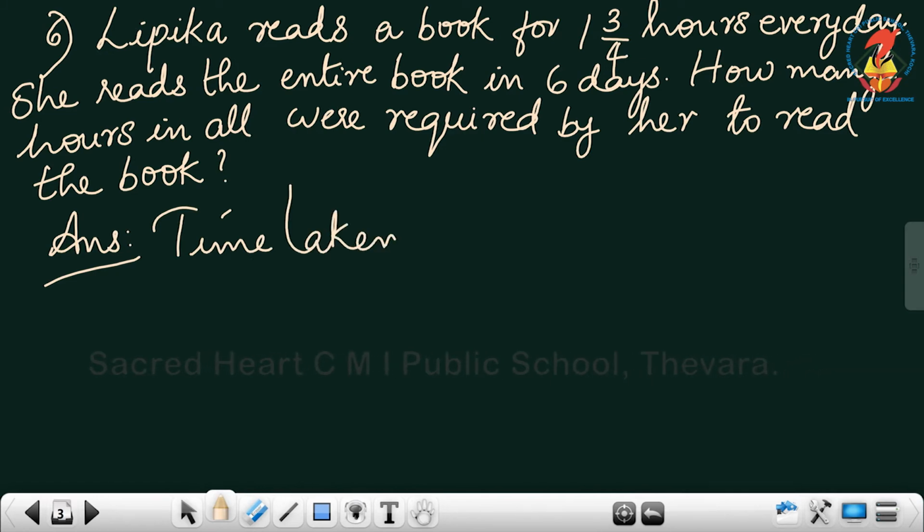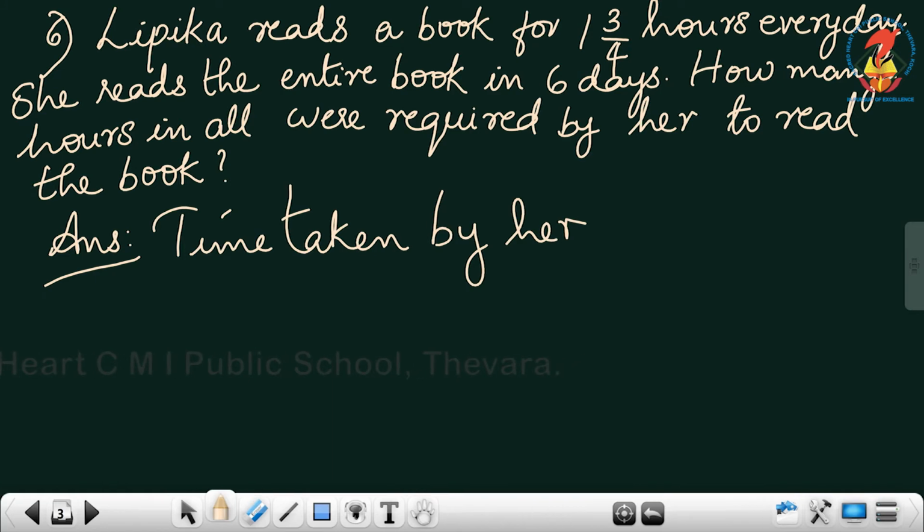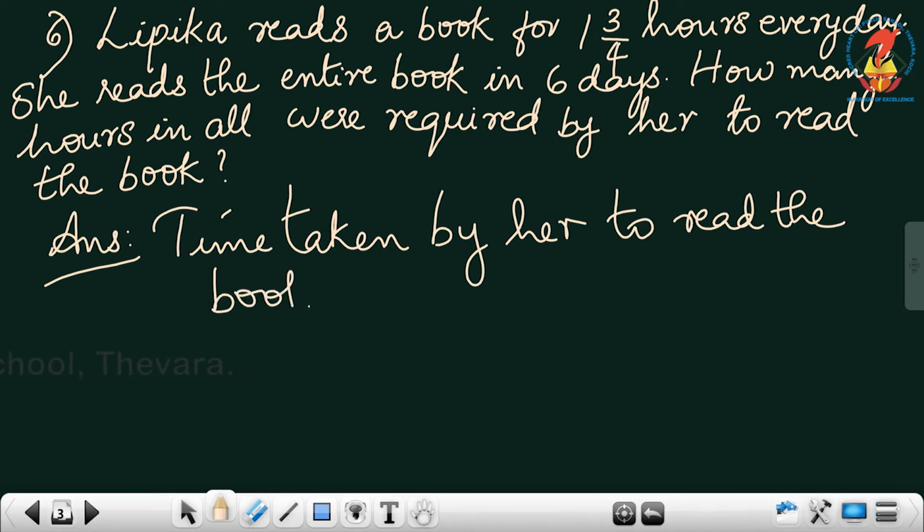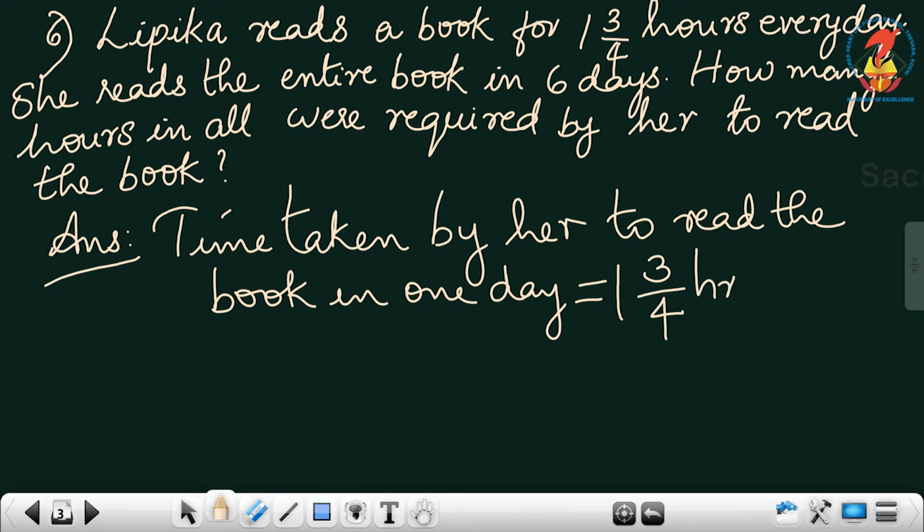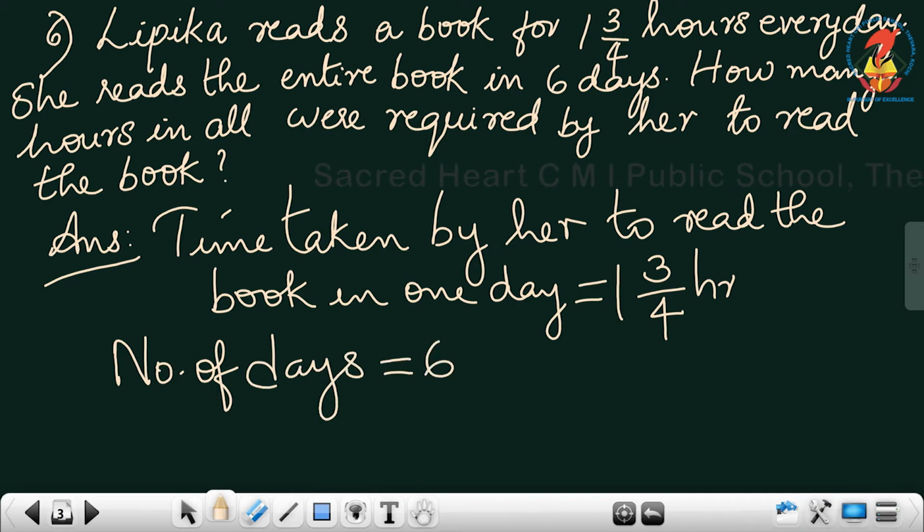Time taken by her to read the book in 1 day, is it? In 1 day, how much time is she taking? She is taking 1 3/4 hour for reading the book in 1 day. How many days are there? Number of days. What is given there? Number of days is equal to 6.